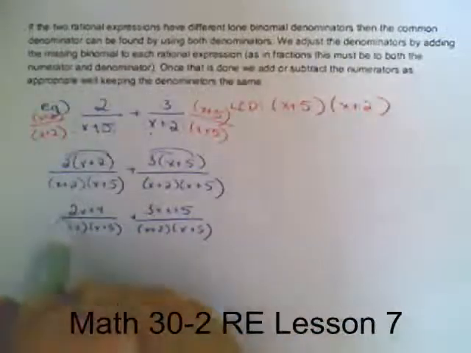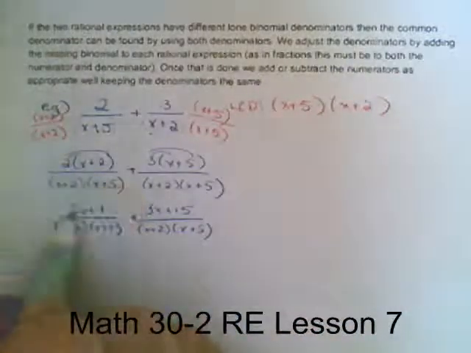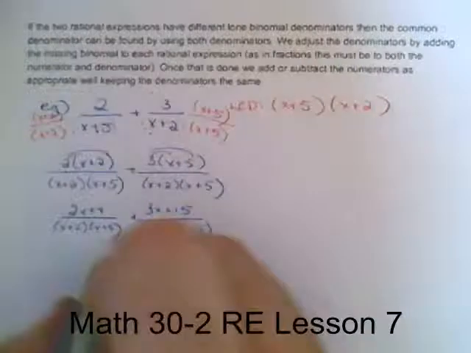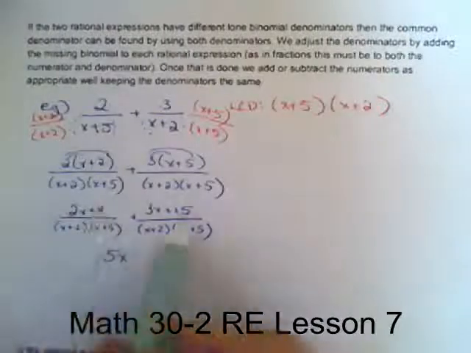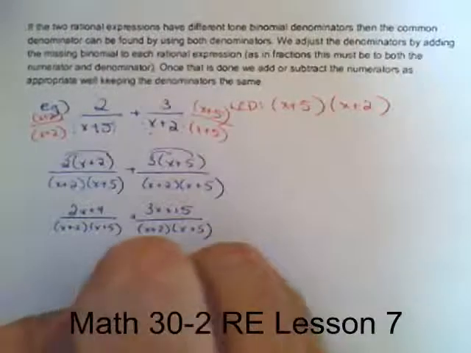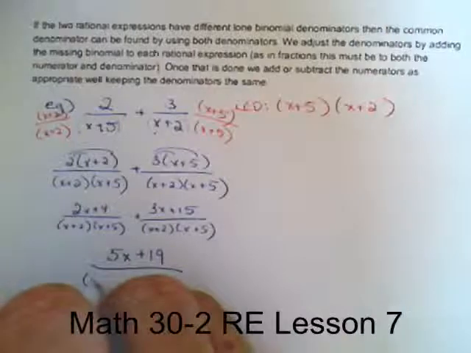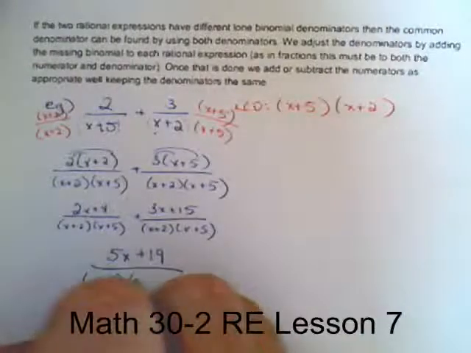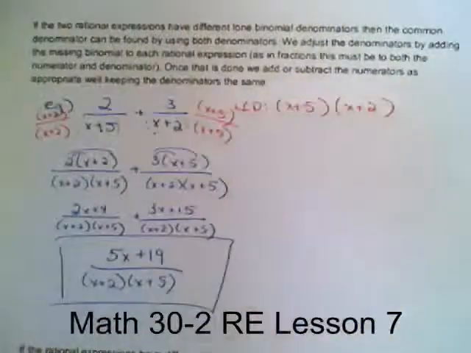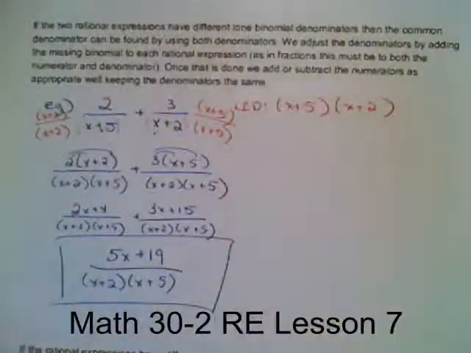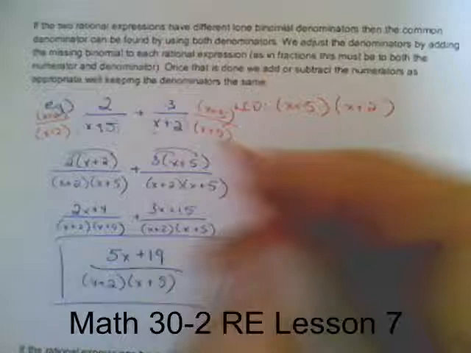Putting them together, I'm going to add like terms. 2x plus that 3x gives me 5x, and 4 plus the 15 gives me 19. And it's all over my common denominator. I keep the denominator the same, add the numerators. That's what it simplifies down to. I would try to factor it down to simplify it if necessary.